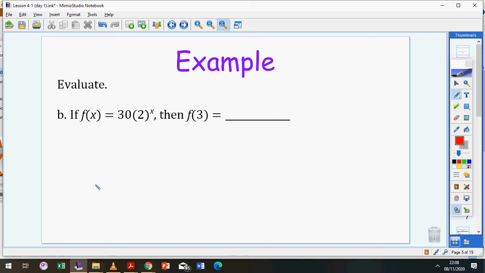If f of x is equal to 30 times 2 to the power x, and I need to evaluate f of 3 again, remember, this means that the input value is 3, so I have 30 times 2 to the power 3. Instead of x, I input 3. 30 times 2 to the power 3 is the same as 30 times 8, and 30 times 8 is 240.